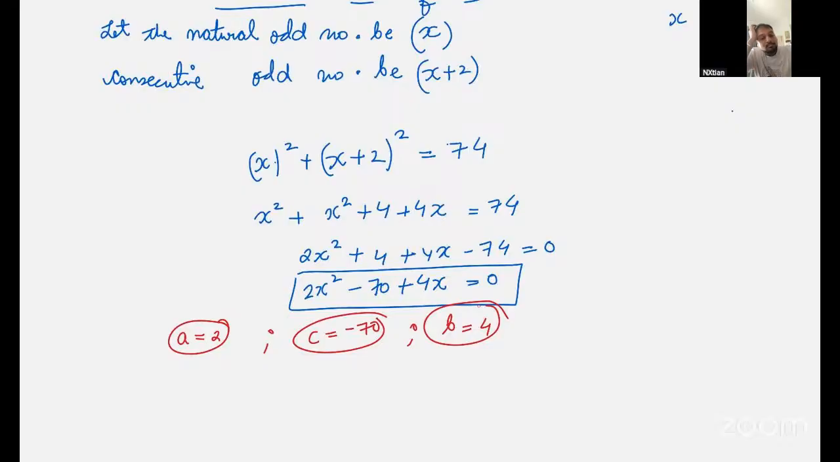So with which formula do we have to solve this? Quadratic formula. What is the quadratic formula? Minus b, plus or minus root of b square. Oh yeah, that one. The two formulas which you solve.